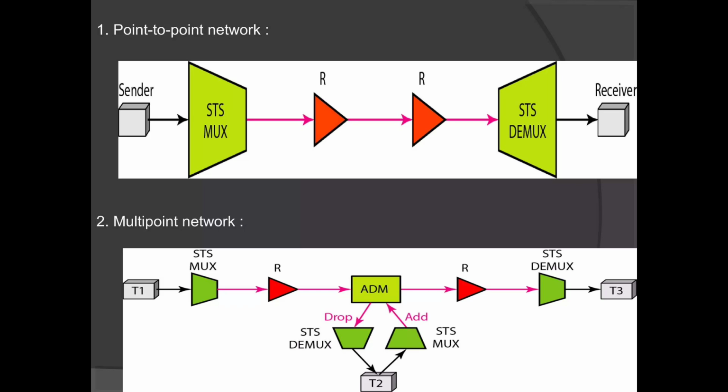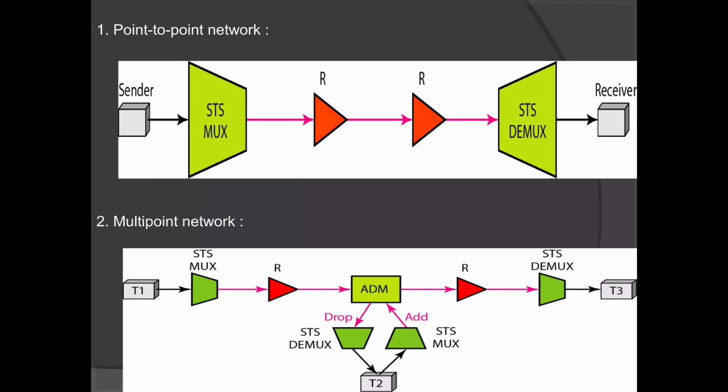It has two types: point-to-point network and multipoint network. In a point-to-point network, it has one sender and one receiver, whereas in a multipoint network, it has one sender and two receivers. The only difference between the point-to-point network and the multipoint network is that the add and drop multiplexer is used in a multipoint network, because we are sending multiple signals at a time.